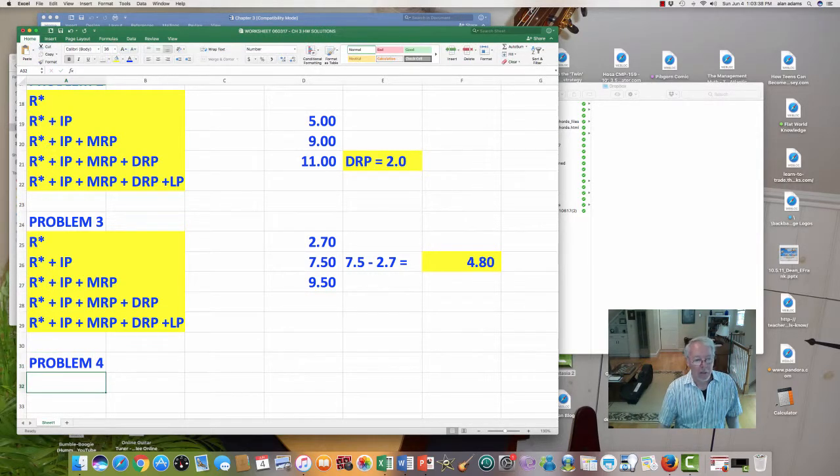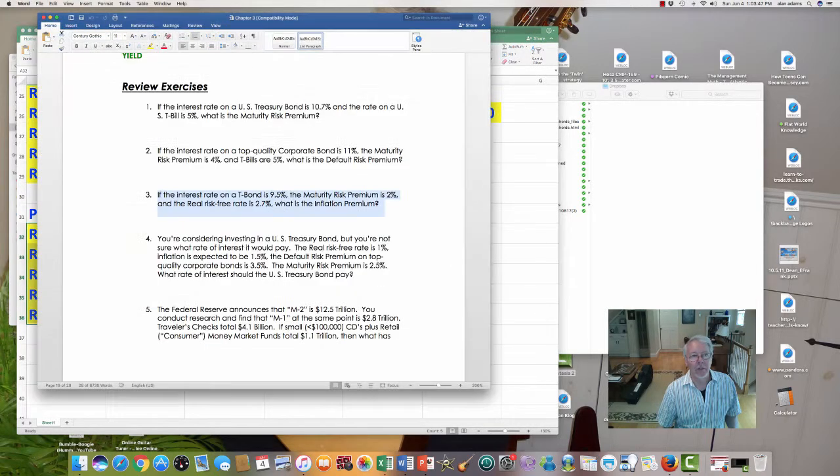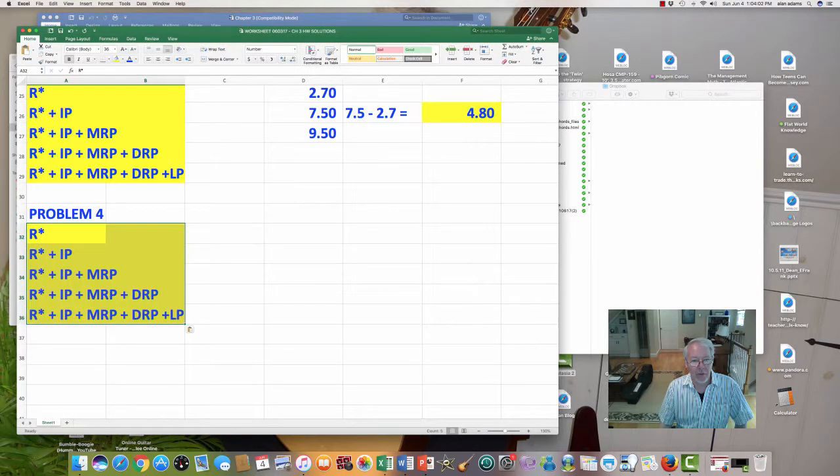Okay, and we'll do one more of these things. Let's paste and see what we've got now. And let me save this for us before we go any further. Number 4 says you're investing in a T-bond. You're not sure what rate of interest it would pay. The real risk-free rate is 1%, and inflation is expected to be 1.5%. Let's stop right there. 1 and 1.5. This time we're adding.